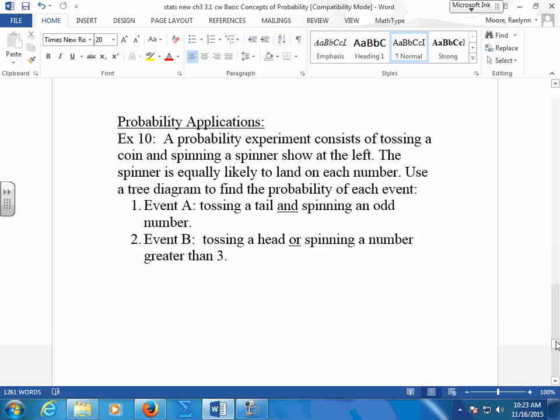All right, so let's take a look at, we did a tree diagram, and we did your fundamental part. So let's take a look at example 10. You're going to have to look in your book because it has a spinner on page 139 that we have to look at. We're going to toss a coin, and we're going to spin a spinner. Notice the spinner has all equal sections. So let me just show you something first.